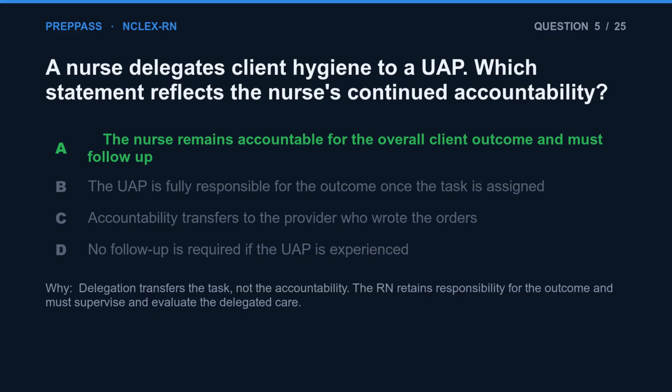The correct answer is A. Delegation transfers the task, not the accountability. The RN retains responsibility for the outcome and must supervise and evaluate the delegated care.